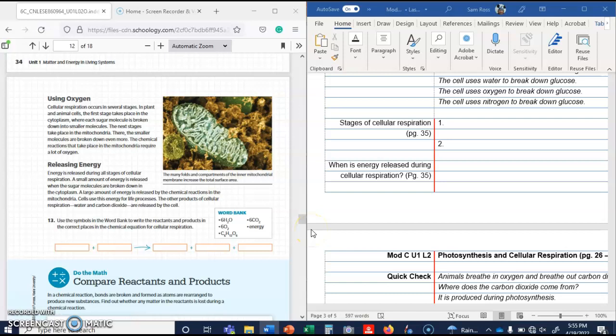When is energy released during cellular respiration? Let's see if we can find that. Energy is released during all stages of cellular respiration. So I would write that there.